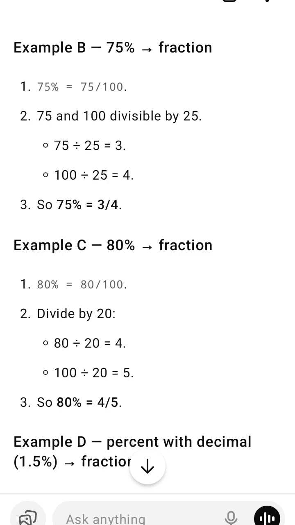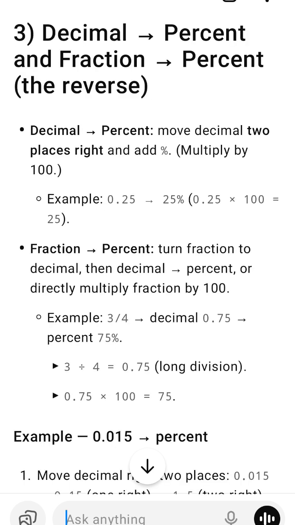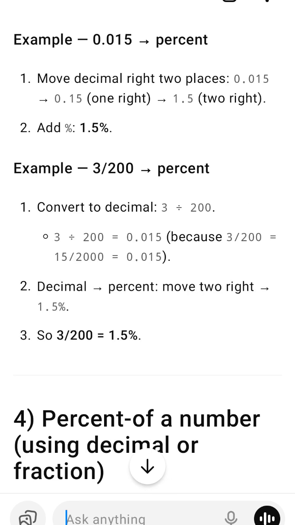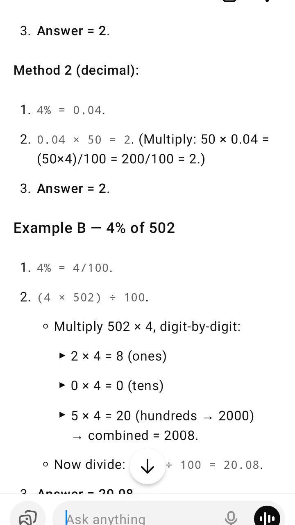Percent to decimal. Rule: remove the percent sign, move the decimal 2 places left, divide by 100. Formula: R% equals R/100 as a decimal. Examples: 25% is 0.25, 1.5% is 0.015, 0.5% is 0.005. Decimal to percent. Rule: move the decimal 2 places right, add the percent sign, multiply by 100. Examples: 0.25 is 25%, 0.015 is 1.5%.